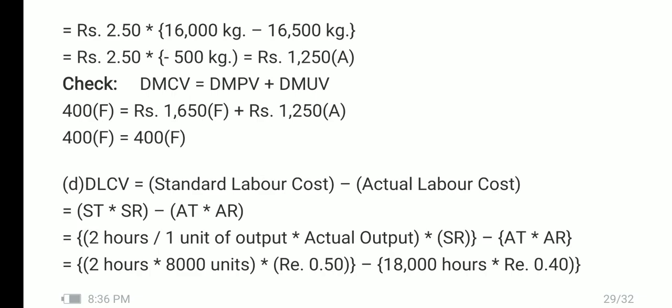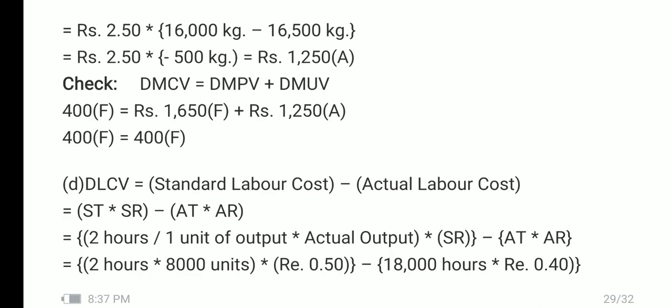The result is checked here. DMCV is equal to DMPV plus DMUV. 400 favorable is equal to 1650 favorable plus 1250 adverse. Naturally, we are getting 400 favorable is equal to 400 favorable.